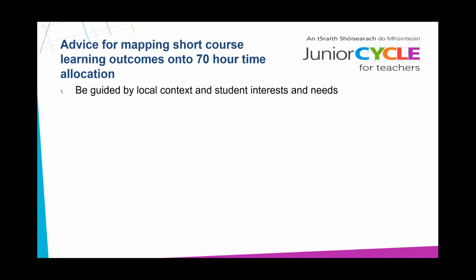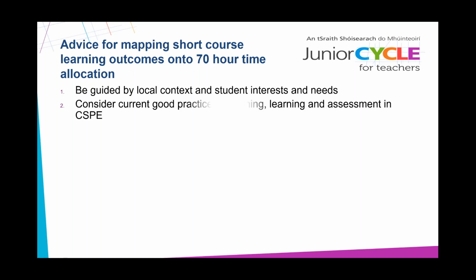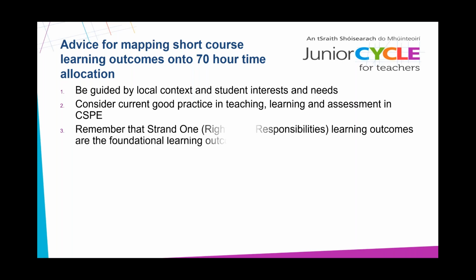And as with everything with regards to junior cycle reform, the first thing to say is that you should be guided by local context, meaning your students' interests and their needs. So you may be doing some great work in CSPE and you need to get familiar enough with the learning outcomes in the short course specification to figure out how what you've been doing up until now, and the things that your students have really gravitated to and are interested in, can map onto the learning outcomes in the short course specification. So you're going to take that good practice, continue it, and find the learning outcome that you can hook it onto.